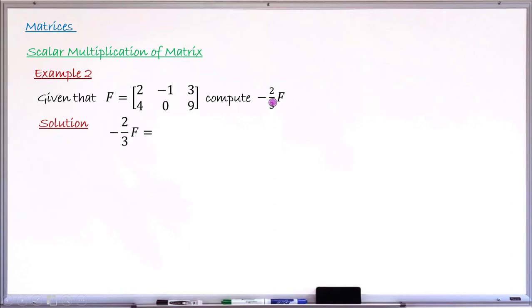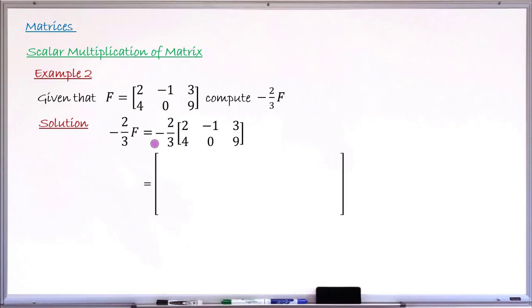Solution to this: what we will do first is to copy down the given task. That task is to find minus 2 over 3 F, where F is this matrix. So we copy down the matrix F and have the scalar minus 2 over 3 outside it. This will be each of these entries inside the matrix F multiplied by this scalar number minus 2 over 3. Let me do that.